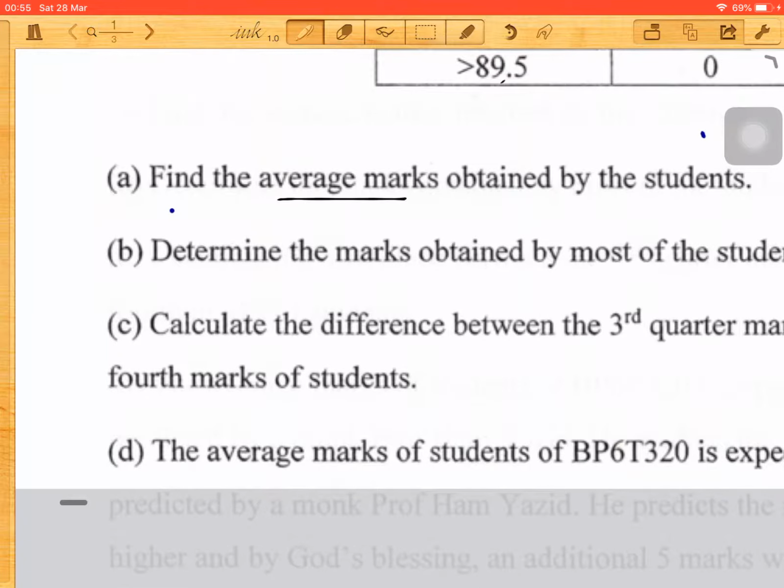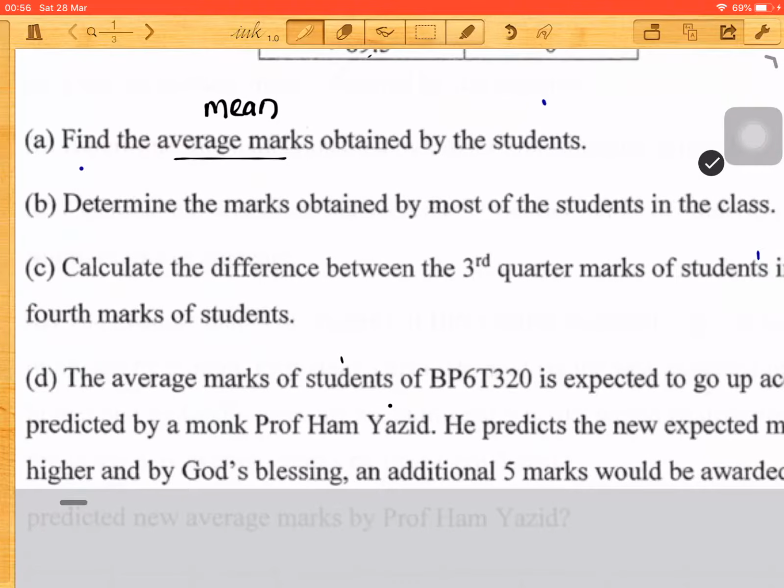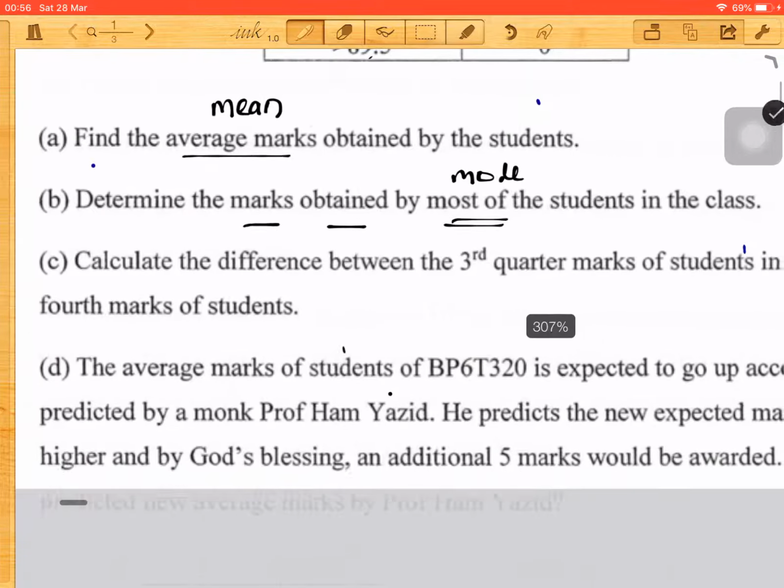First question, they're asking about the average mark. So average mark, I hope you know that it means mean. And then it says determine the marks obtained by most of the students. The most of the students here means mode. So actually, in other words, it's just asking for mode. It's just being put in another way.